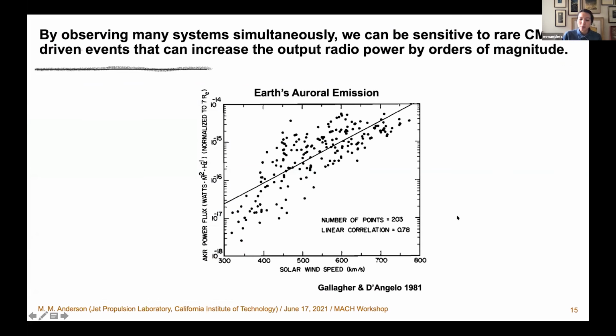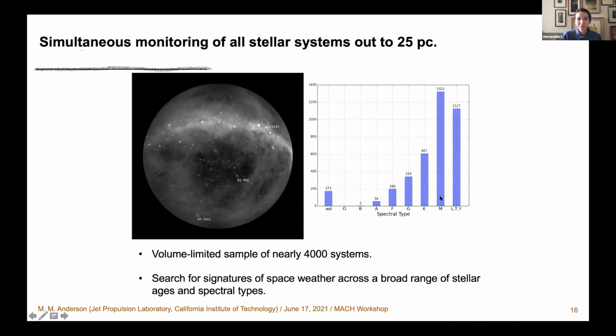Our strategy, rather than targeting single objects at a time, is to monitor nearly every stellar system out to about 25 parsecs. And the power of doing all of this simultaneous monitoring is that we're sensitive to, in addition to detecting emission from all types of objects, all types of exoplanets, a range of host stars, rare CME-driven events, for example, that can increase the radio output power by orders of magnitude. I'm showing here an example of this with Earth, where Earth's auroral emission increases by orders of magnitude for only a factor of 2 increase in the solar wind speed.